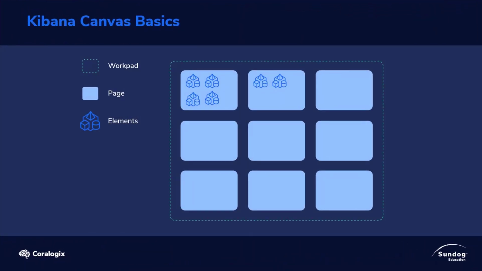The first step in Canvas is to create a so-called workpad, which is basically a workspace where we build the graphical representation of our Elasticsearch data. Workpads can be composed of a single page or multiple pages. You could think of these pages as dashboards. Within the pages, we add graphical elements to represent the data any way we need to.